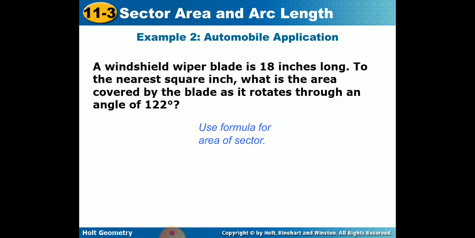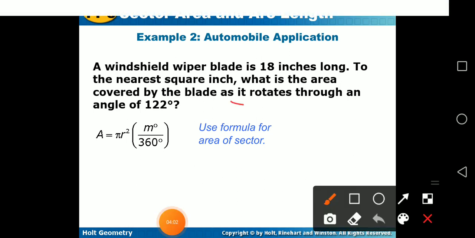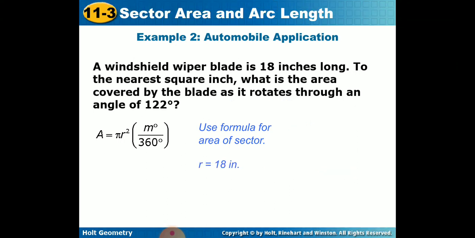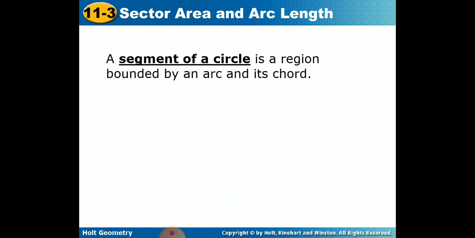So I'm going to use the formula of the area of the sector, pi r squared. How did you know this is a circle? It rotates, so I'm going to have a circle. The windshield wiper blade is 18 inches long. So what do you think, guys? The radius here is 18. What's the area now? I'm going to substitute the given information, 18 for the radius and 122 for the given angle over 360. Then the answer will be 345.